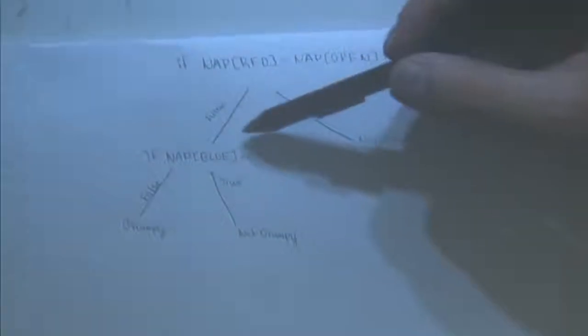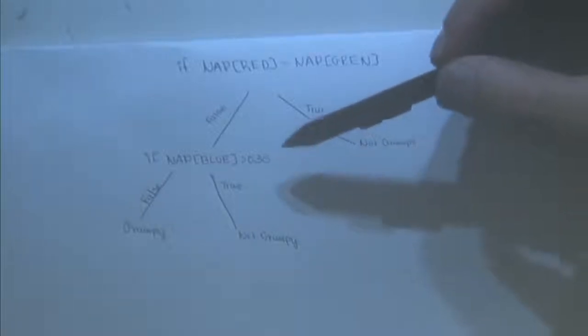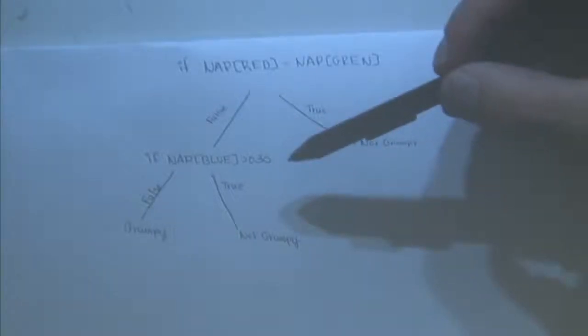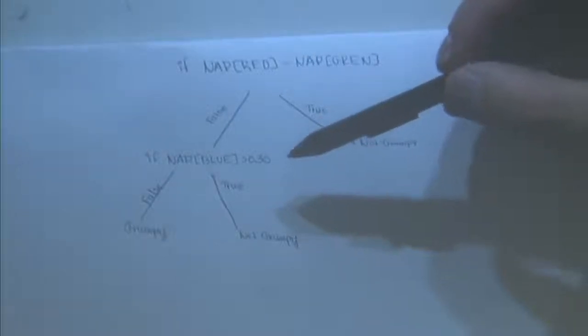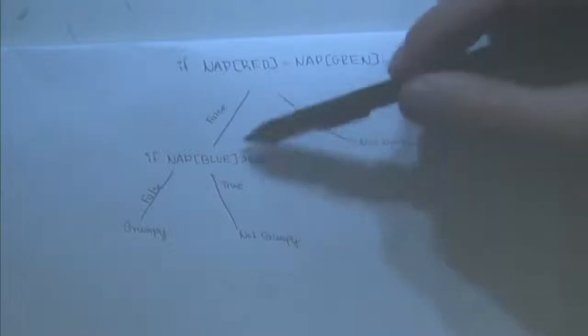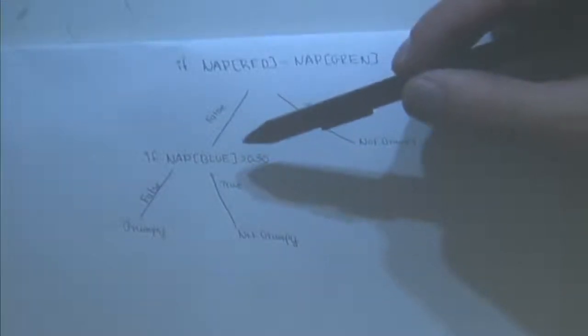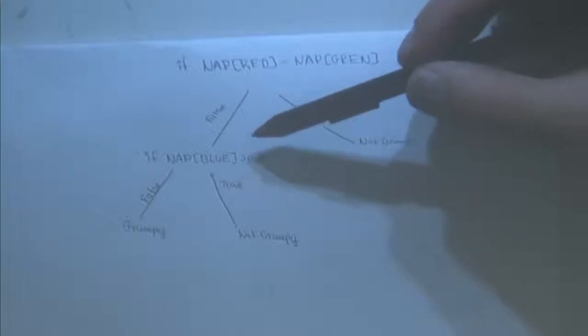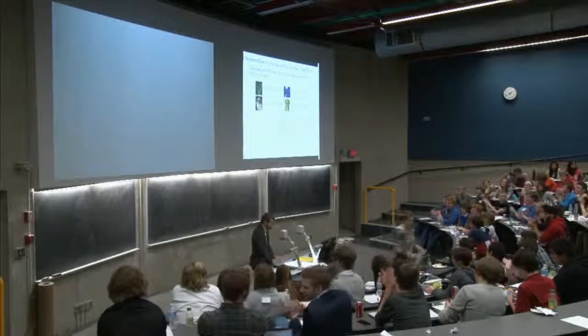If it's false, what's your next question? If nap blue is greater than 0.3. And so that's true for the blue cat. Right, okay, so he's not grumpy, so we're good. And then the other cats are both less than 0.3? Or equal to. Oh yeah, or equal to, so we're good. So perfect. Thank you very much, I appreciate it. Okay, that is right, thank you.